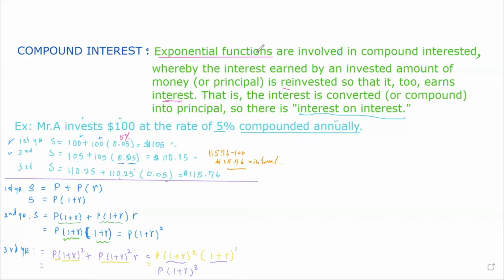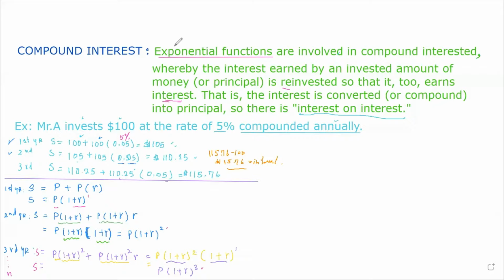Everyone can observe here, when the first year you have the summation, like S here. This is the S, correct? The first year you have P(1 + R)^1. The second year you have P(1 + R)^2 here. And the third year you have P(1 + R)^3. Same base, but power 1 for the first year, power 2 for the second year, and power 3 for the third year.